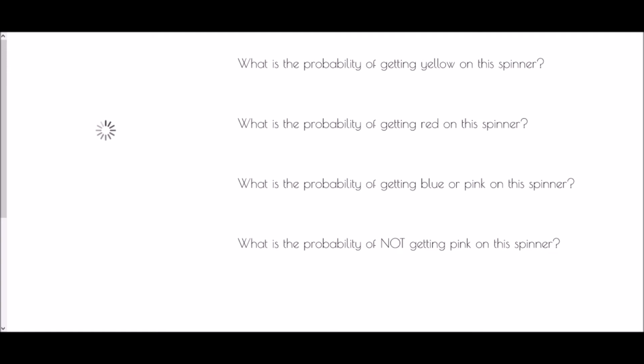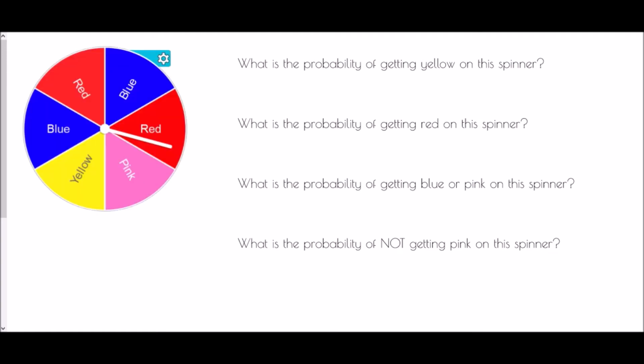So here we have a spinner, and it asks what is the probability of getting yellow on this spinner. Well, let's have a look at the spinner. How many different ways are there that I could get yellow? Well, there is just 1. But the total possible outcomes are all of the different spaces that it may possibly land on. And so in this spinner there are 6 different spaces. And so the probability of getting yellow would be 1 over 6. It would be 1/6.